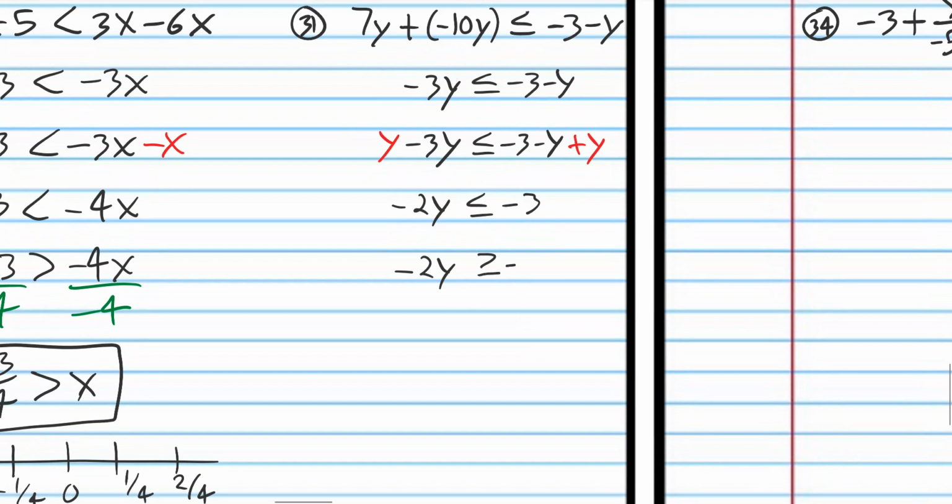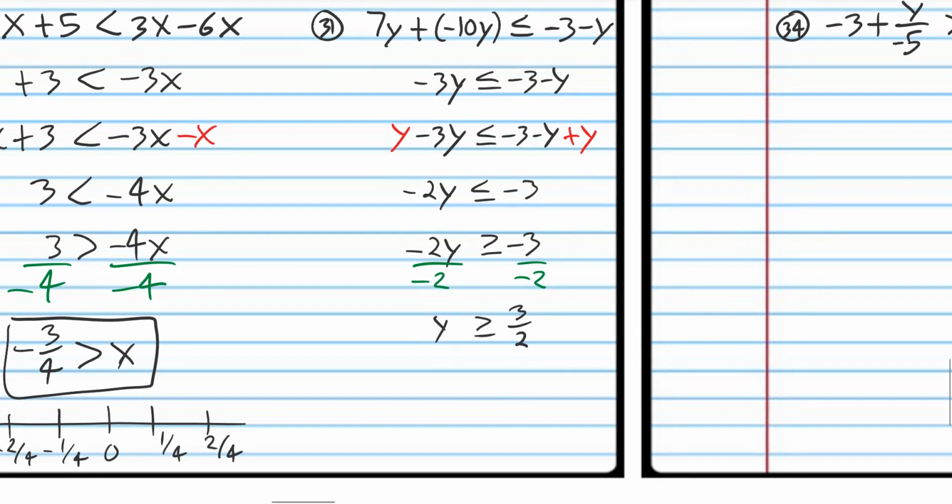So I know that I'm going to have to flip the inequality sign because I'm going to divide by a negative. Whenever you multiply or divide by a negative, you have to flip that inequality sign. So if you got y is greater than or equal to 3/2, good job. And if you count in terms of halves, it makes it easier to graph.